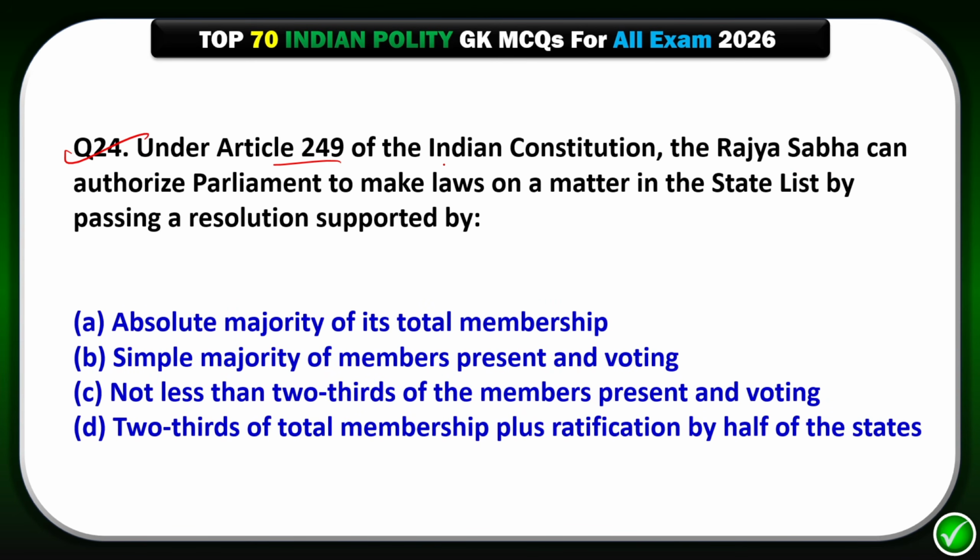24. Under Article 249 of the Indian Constitution, the Rajya Sabha can authorize Parliament to make laws on a matter in the state list by passing a resolution supported by? Option number C. Not less than 2/3 of the members present and voting.